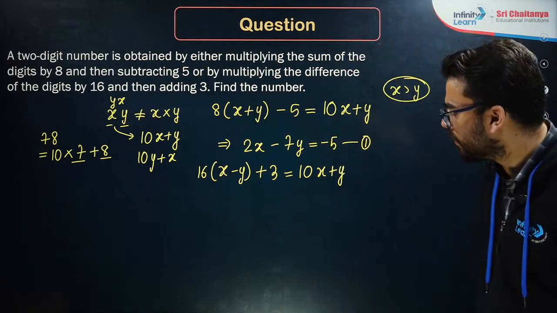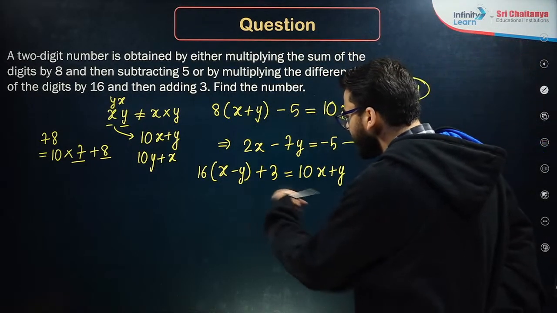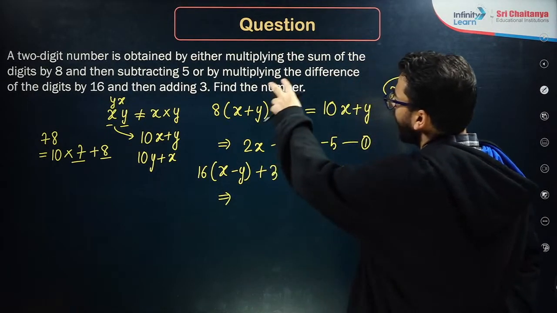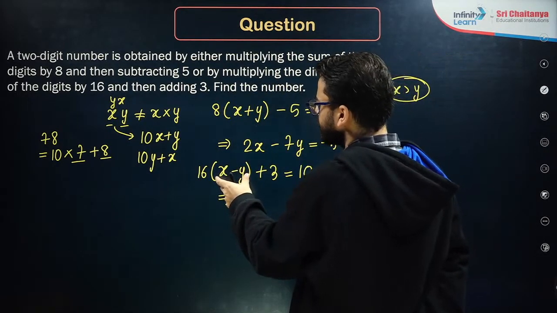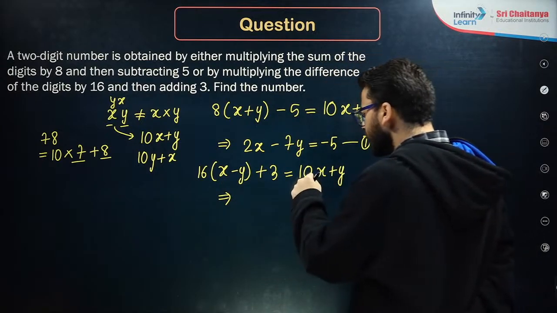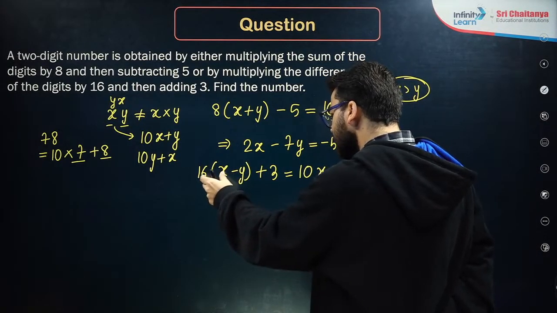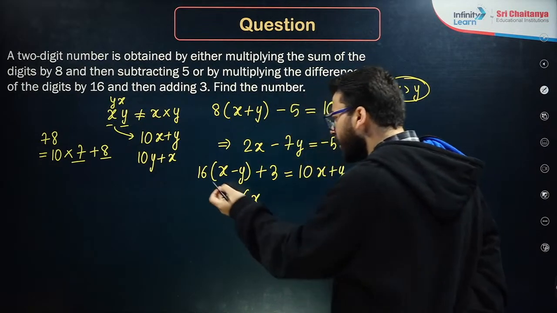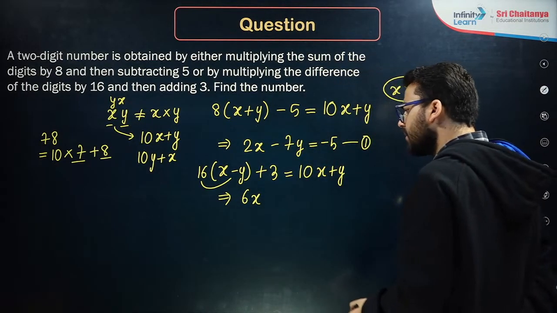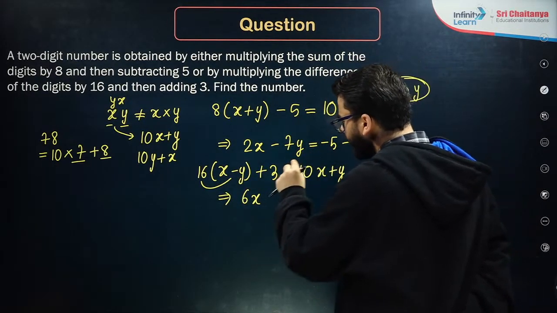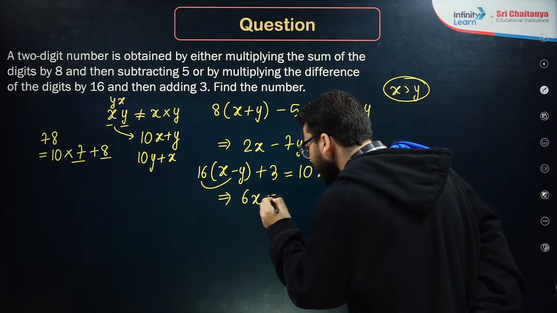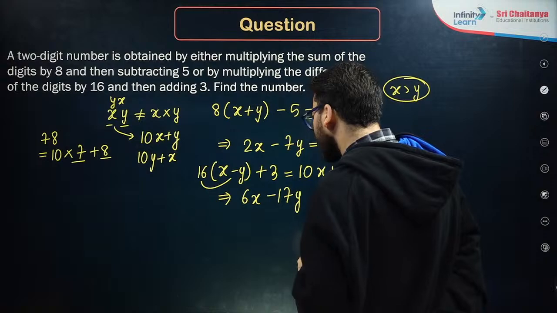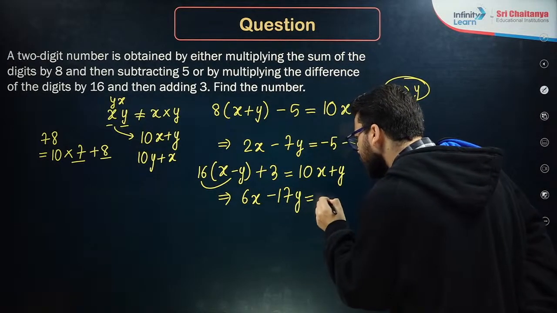Okay, so let's simplify this, guys. What will I get over here? Or by multiplying the difference of the digits by 16 and then adding 3. So if I simplify, 16x minus 10x will give you 6x over here, and then you see minus 16y. Minus 16y, if I take it over here, will give you a minus 17y over there. If everything is correct and I haven't done any calculation mistake, that is equal to minus 3.